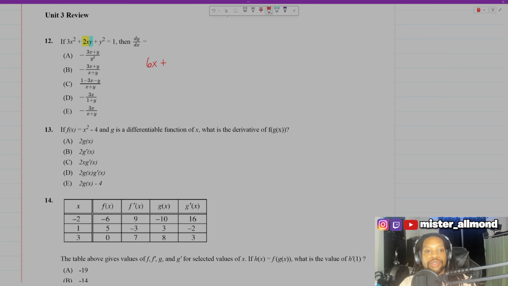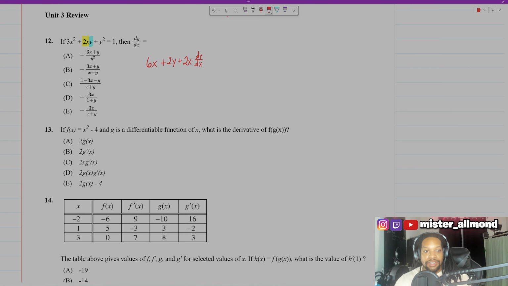Derivative of the first is 2. The second function is y, plus the first function is 2x, and the derivative of the second function is dy dx.